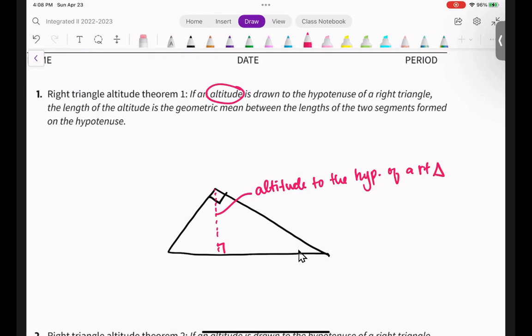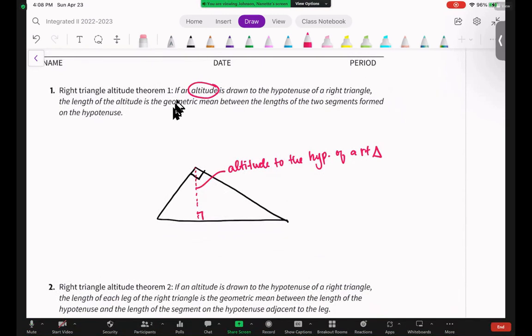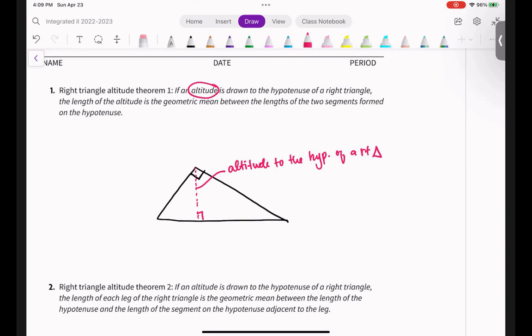So notice the two theorems that I'm going to give you both start off exactly the same. If an altitude is drawn to the hypotenuse of a right triangle, okay? And so we want to talk about what happens, okay? So it says the length of the altitude is the geometric mean between the lengths of the two segments formed at the hypotenuse. And you're like, what? So let me just share with you a couple things, okay?